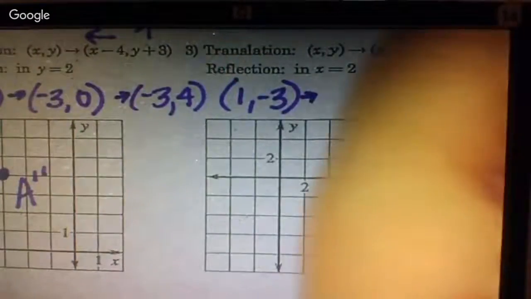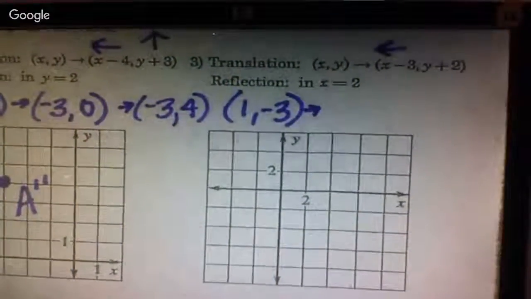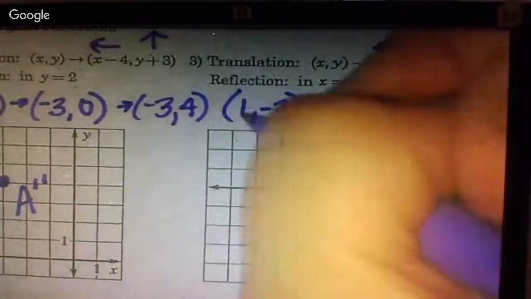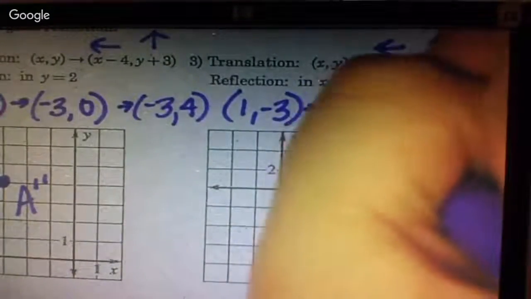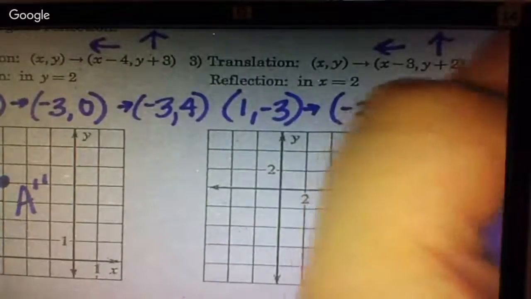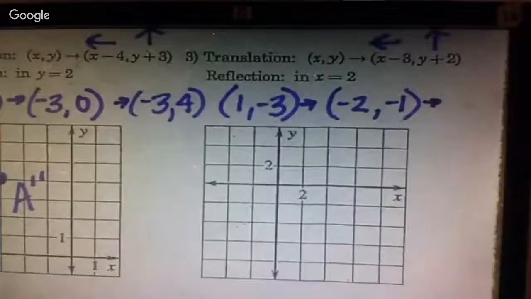I heard Elijah say left. What does y plus 2 do? Up. So we subtract 3 from 1, which gives me negative 2. And I add 2 to y, which gives me negative 1. Okay. This time I'm reflecting in x equals 2. So that's going to be up and down. That's going to be a vertical line.